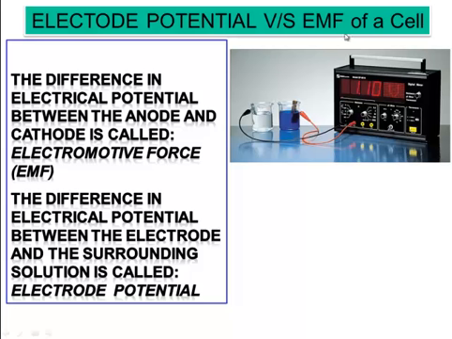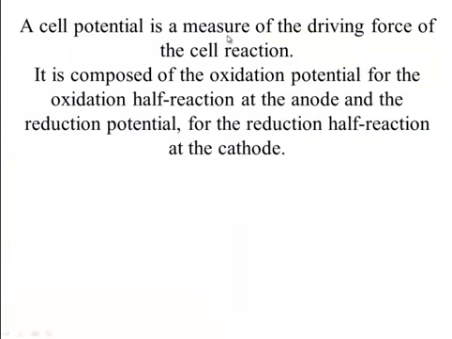Whereas, what is EMF of a cell? The EMF of a cell is a difference in the electrical potential between the cathode and the anode, or the left half electrode and the right half electrode. At this juncture, I would like to point out that electrode potential is a concept applicable to a single electrode or a half cell, whereas EMF is a concept applicable to an entire cell which consists of 2 half cells or 2 electrodes. Physically speaking, a cell potential is a measure of the driving force of the cell reaction.